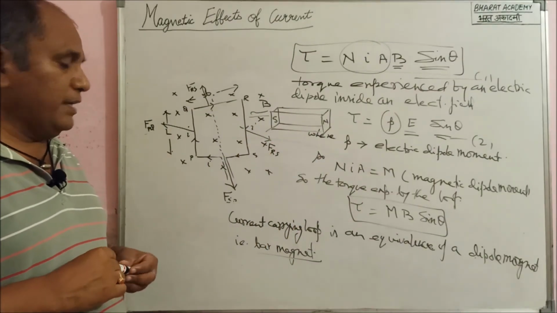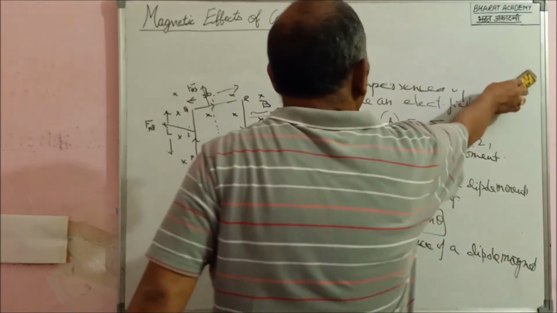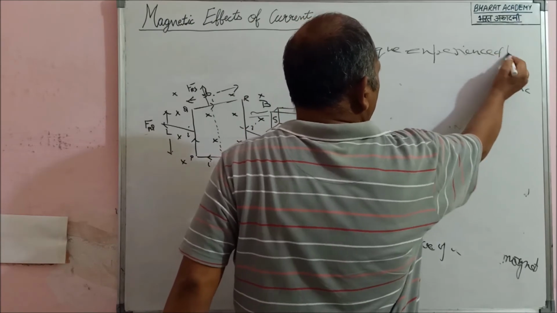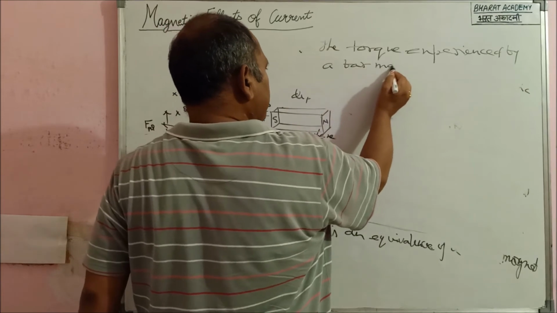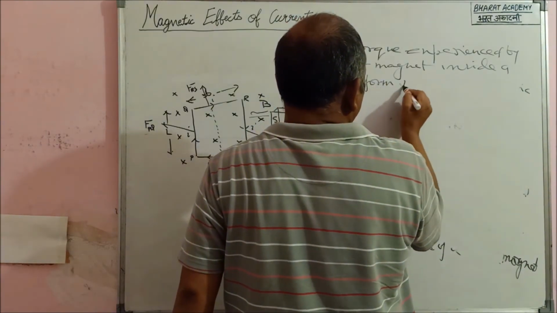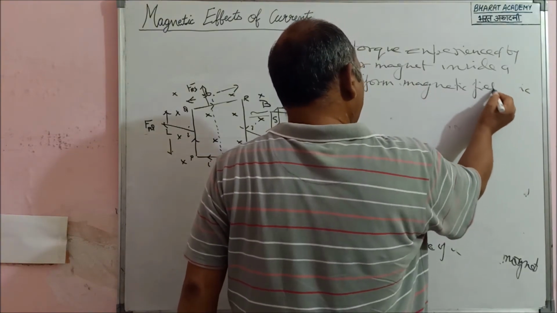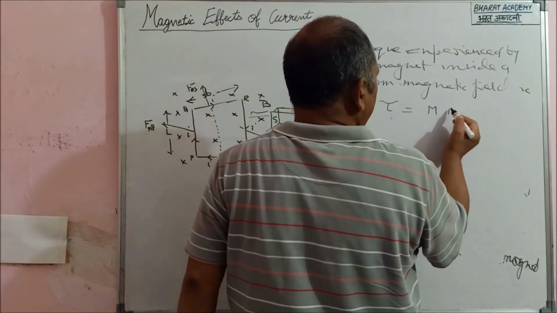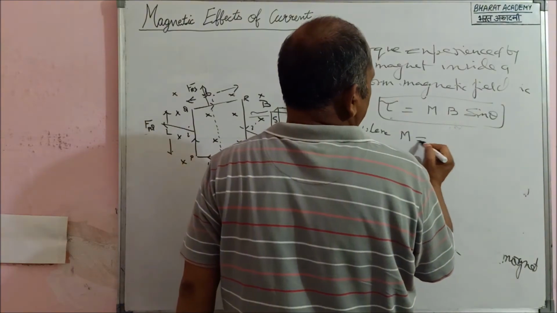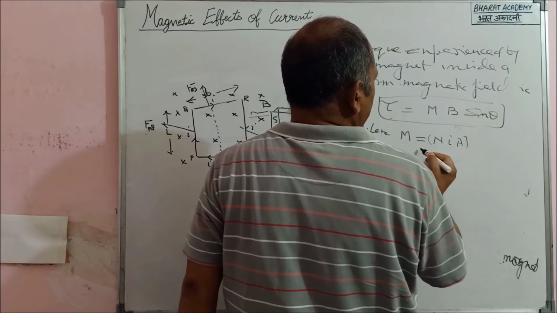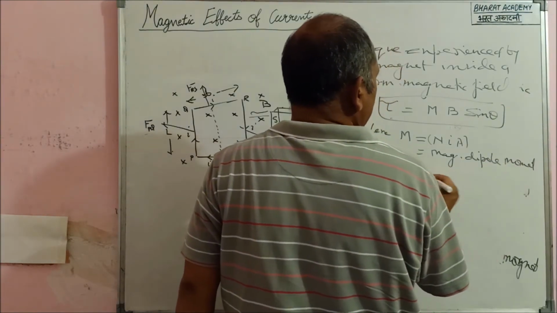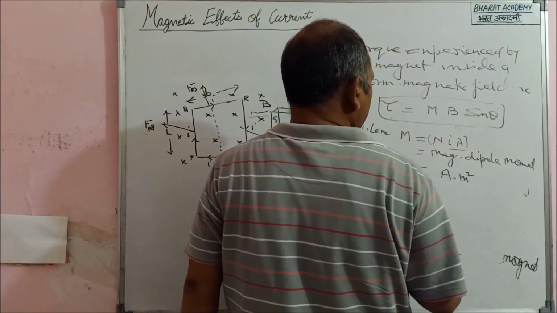right? So I can conclude this article by saying that the torque experienced by a bar magnet, dipole magnet means bar magnet, inside a uniform magnetic field, tau equal to m B sin theta, where this M we got as NIA, the magnetic dipole moment, and so far as unit is concerned, its unit will become ampere meter square, right?